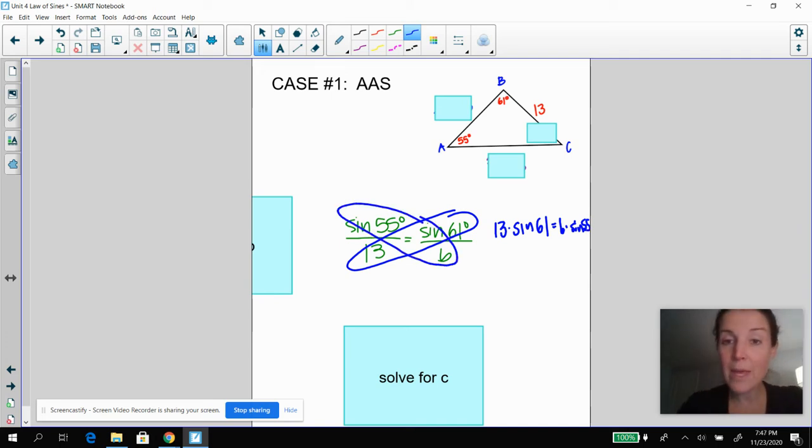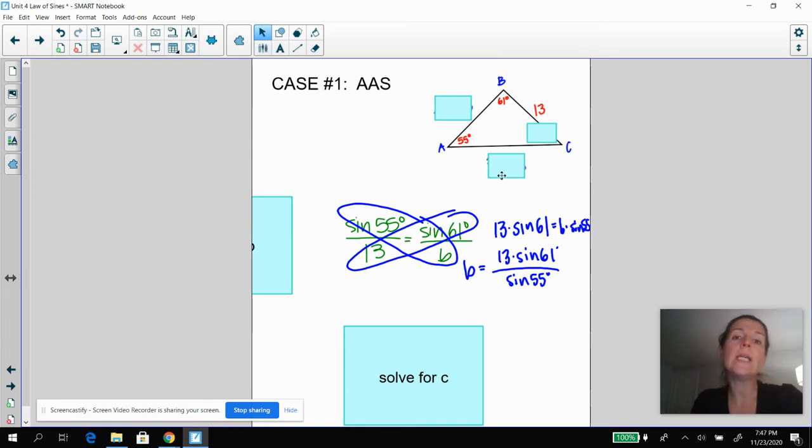And if I'm solving for B, B winds up being, it looks a little messy, but it's actually okay. 13 times the sine of 61 degrees over the sine of 55 degrees. And you can throw all of that into your calculator and figure out what B is. And you get, drum roll please, approximately 13.88 for the side length B.